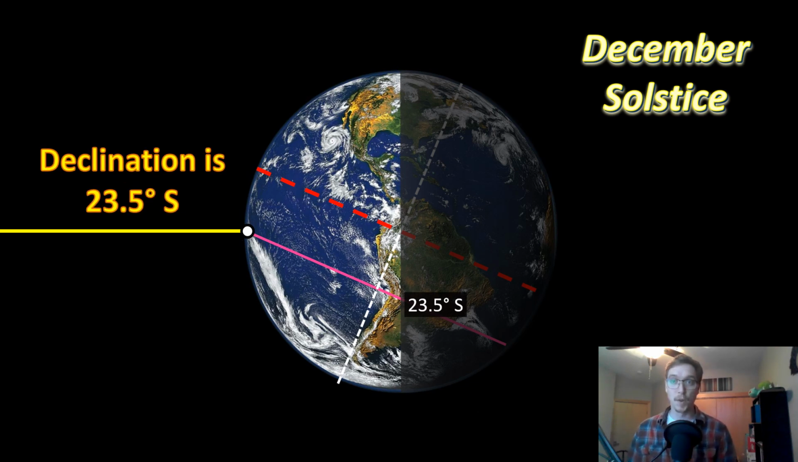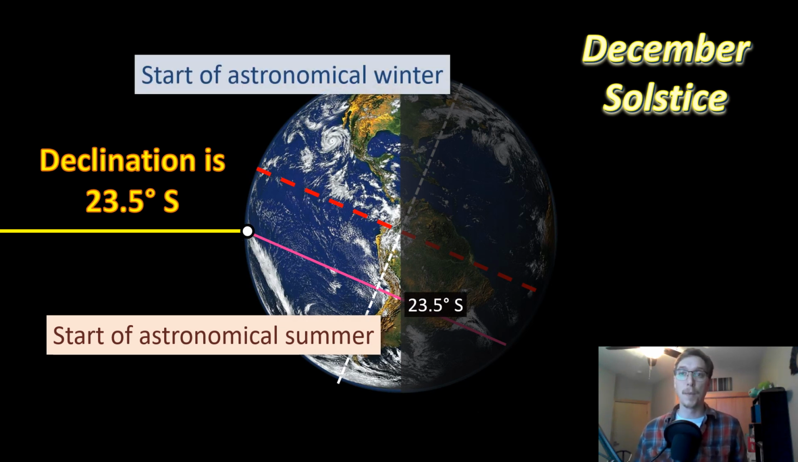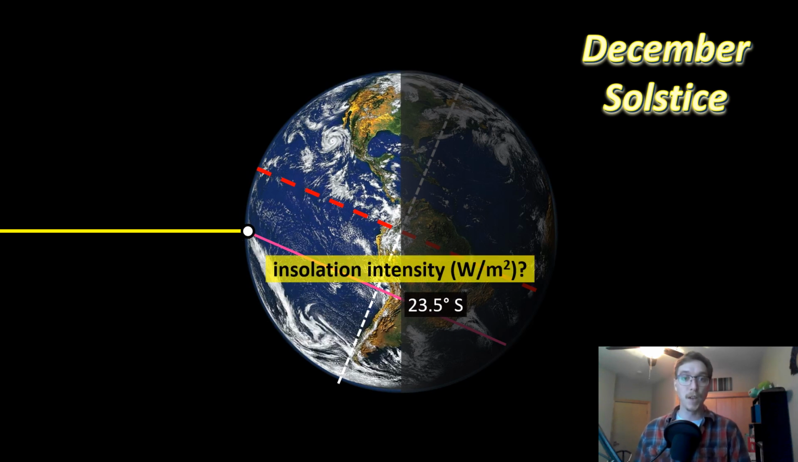Declination is at 23.5 degrees south. It's the start of the astronomical summer in the southern hemisphere and the start of the astronomical winter in the northern hemisphere. Insolation intensity at the subsolar point at 23.5 degrees.